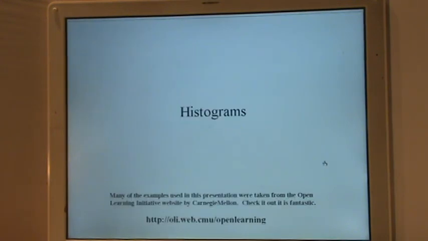Well, that's it for histograms. A very convenient graphical display of data.